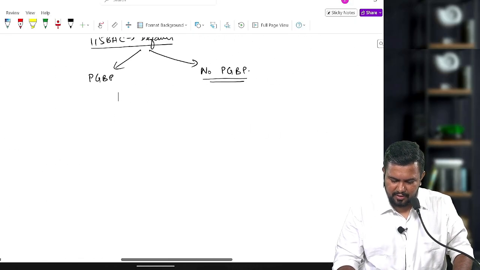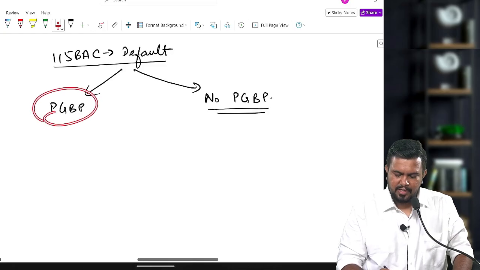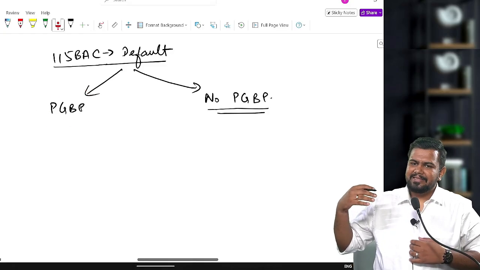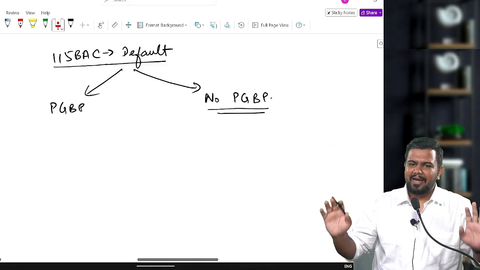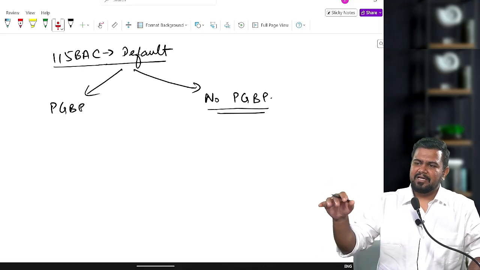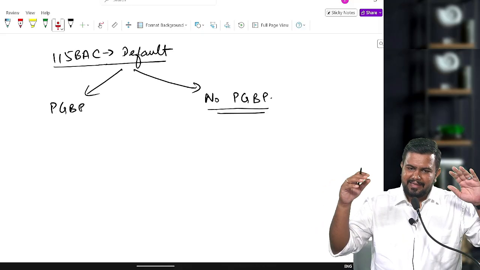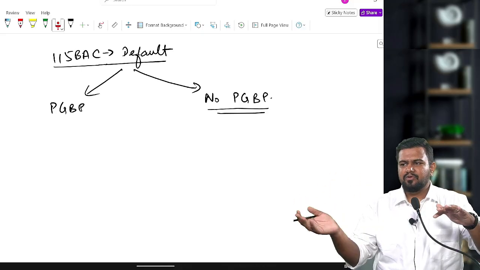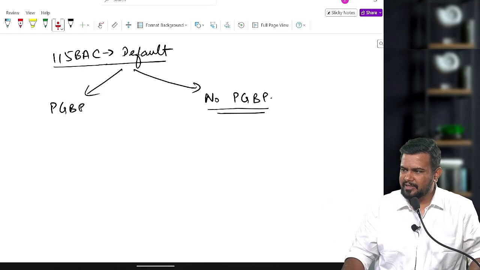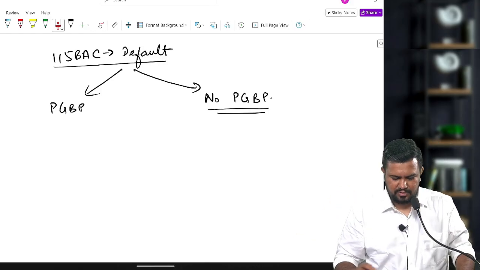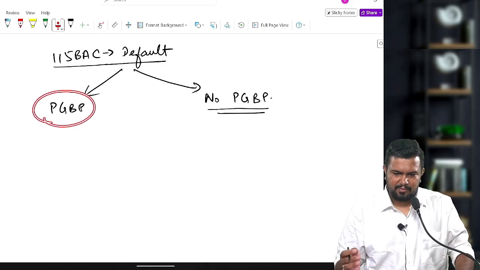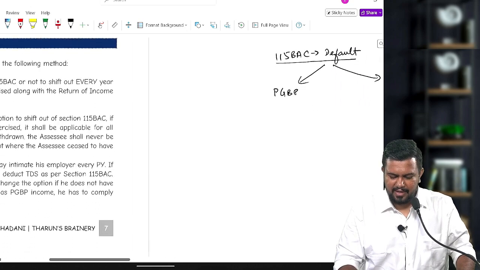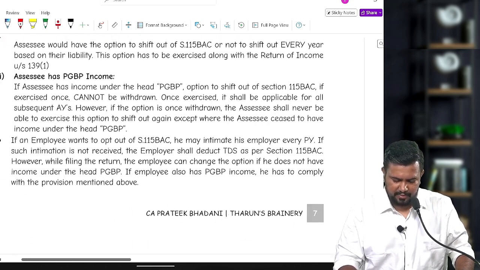That is only the option till you have PGBP income. So now I am having PGBP income. Let's say after 10 years, now I am no longer having any business or profession, just other sources. Then what will happen? Then I can choose old regime and new regime any number of years I want. Every time I can choose. Only when I am having business income or profession income, that time I have to take care of the option.